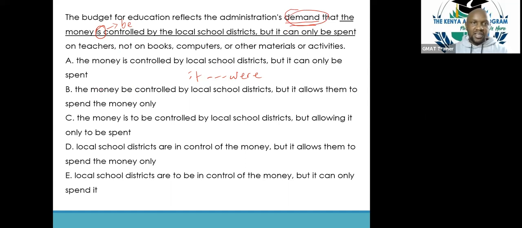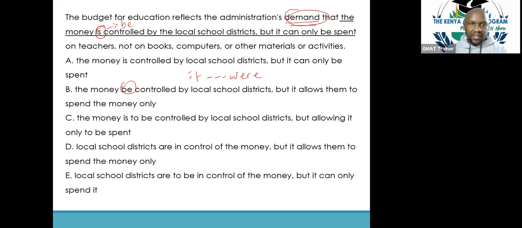So B says, of course, you have to put it in the context of the entire sentence for you to understand it. The budget for education reflects the administration's demand that the money be controlled. Of course, that does correct the issue with the subjunctive, or the issue with the verb, that the money be controlled by local school districts, but it allows them to spend the money only on teachers, not on books, computers, or other materials or activities. So you can keep B for consideration because it has the right subjunctive structure.